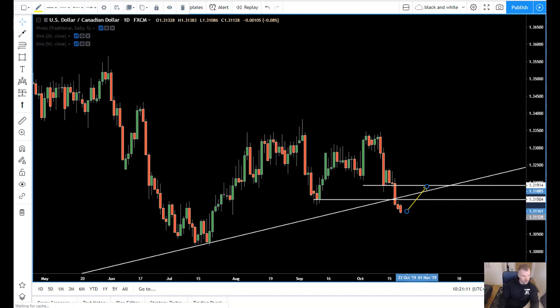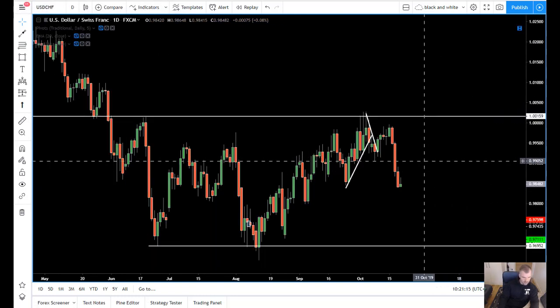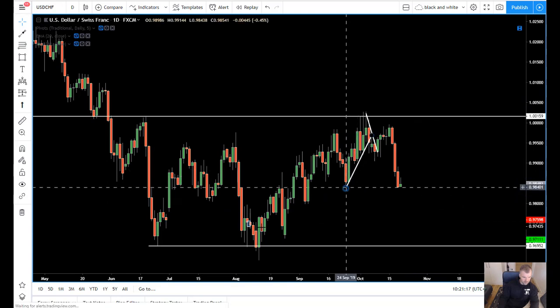So that's dollar CAD, dollar Swissy. This one is very similar. Let's just sort these.